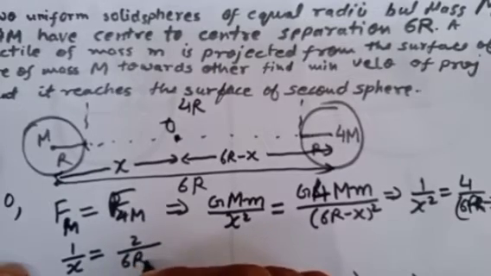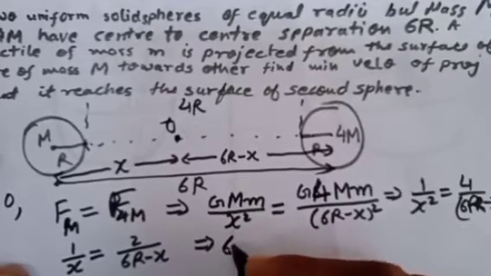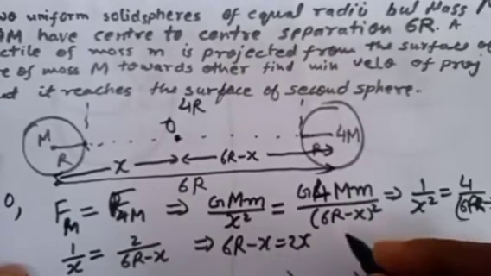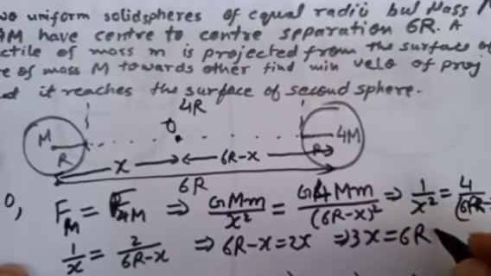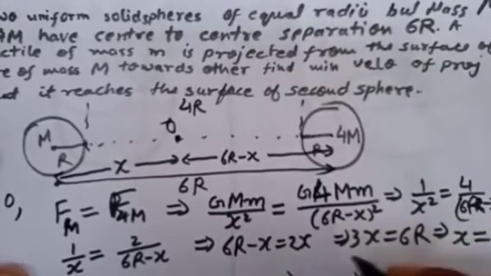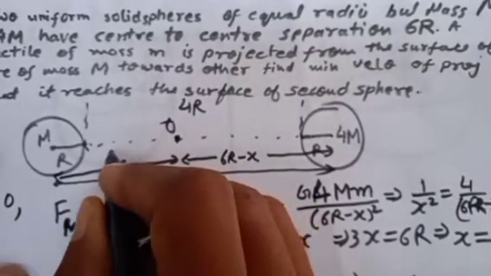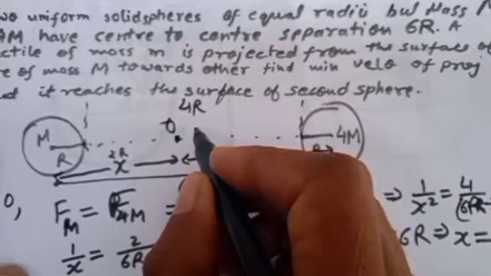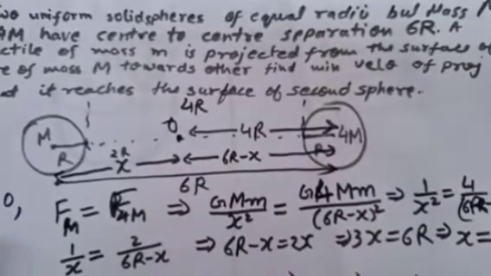2 upon 6r minus x, we can rearrange it. 6r minus x equal to 2x. It will be 3x equal to 6r. So x equal to 6r by 3, that is 2r. So the first thing is done. This is 2r till here, so this is 4r till here from the centers.